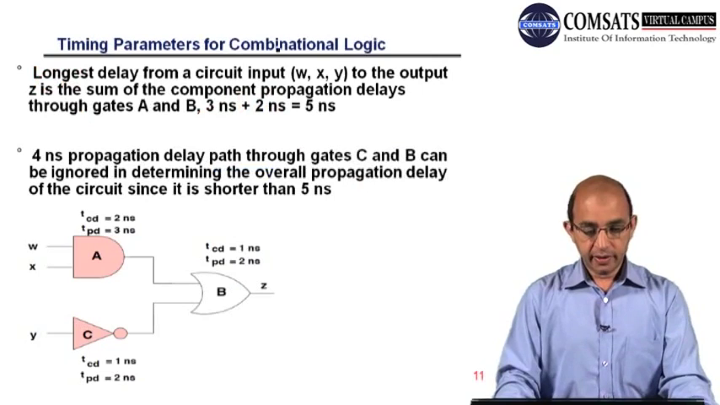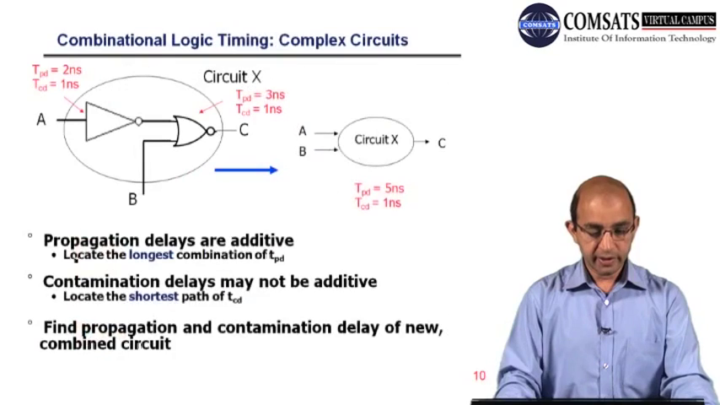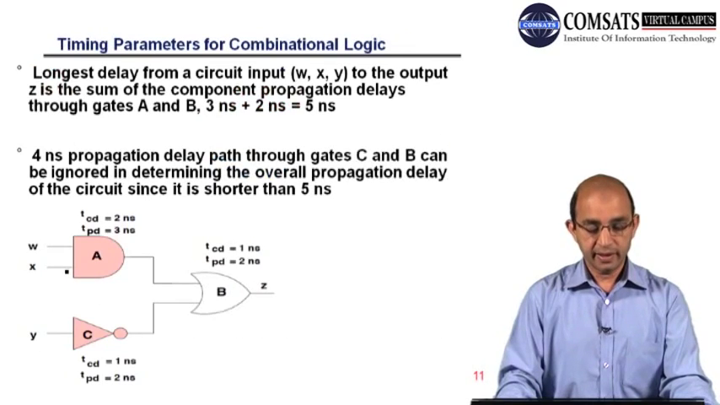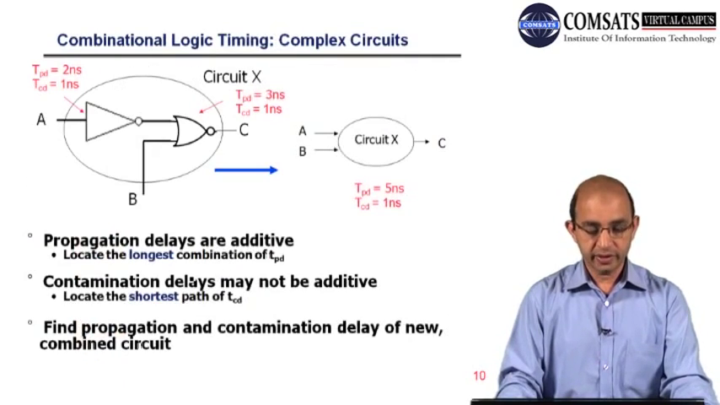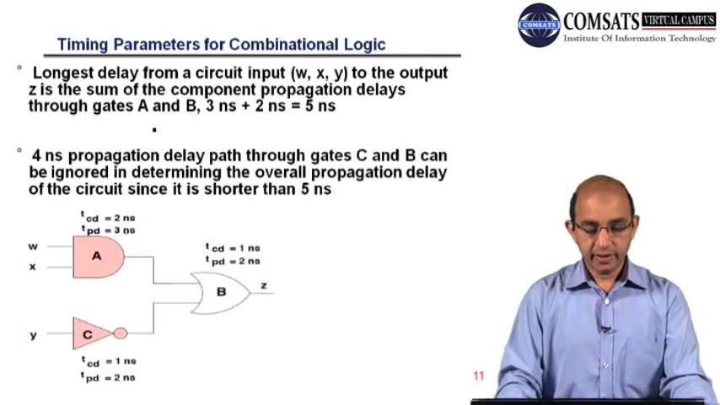Okay, so here we have another example, a more complicated circuit. In the earlier example we had two inputs, and in this example we have three inputs, and the number of gates is 3. Here we have gate A, which must have these parameters in order to do the timing analysis: TCD, contamination delay, 2 nanosecond, and PD, propagation delay, 3 nanosecond.